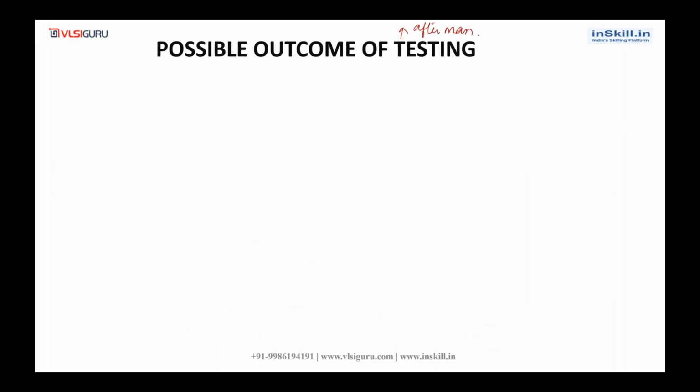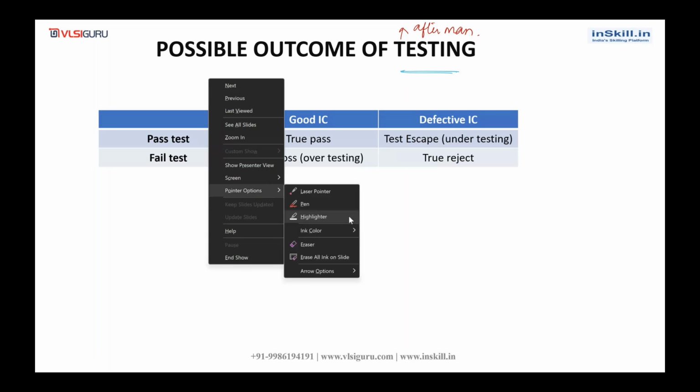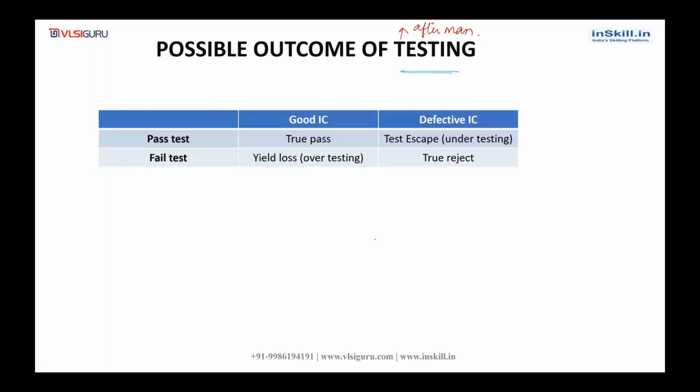So now, possible outcomes of the testing. What are all the possible outcomes of testing? There are basically 4 possible outcomes. One is, if a good IC passes the test, it is a true pass. Good IC means it has to pass the test. So if a good IC passes the test, it is a true pass.